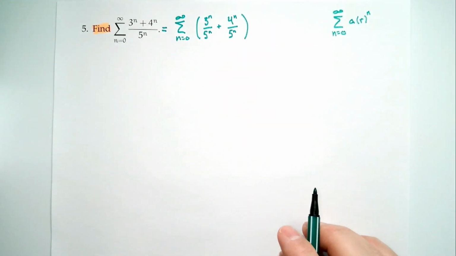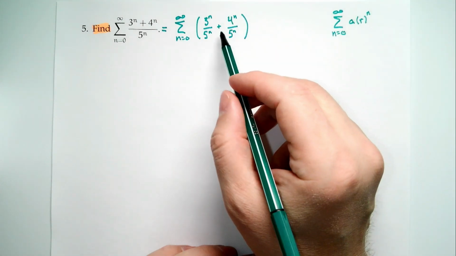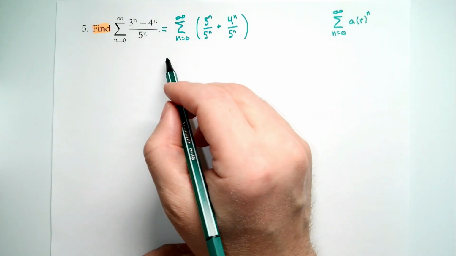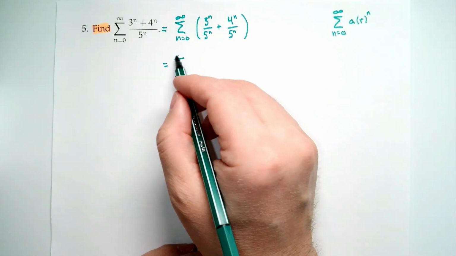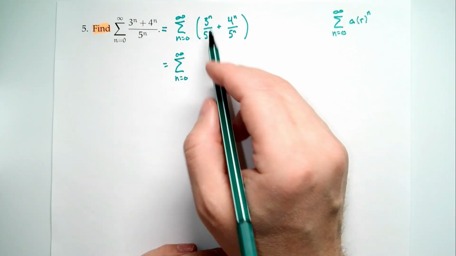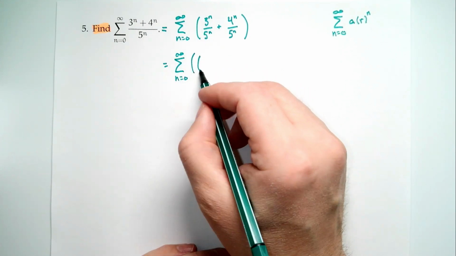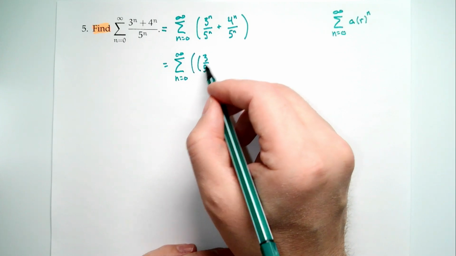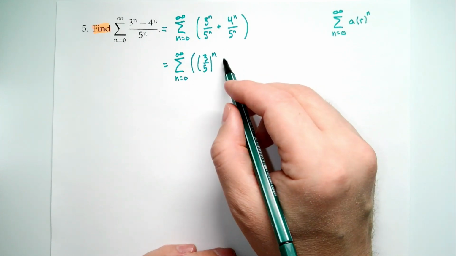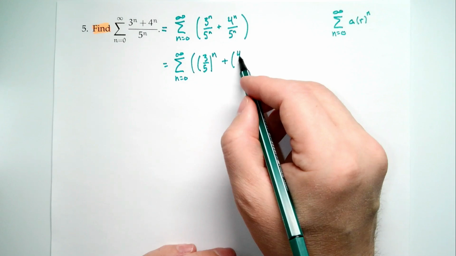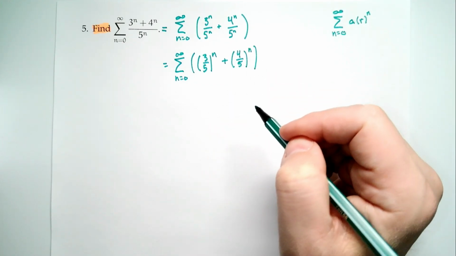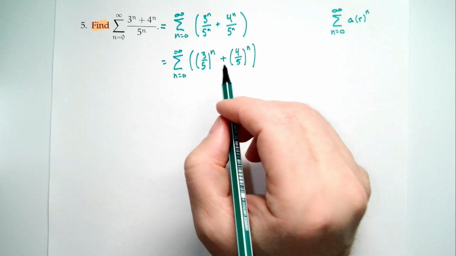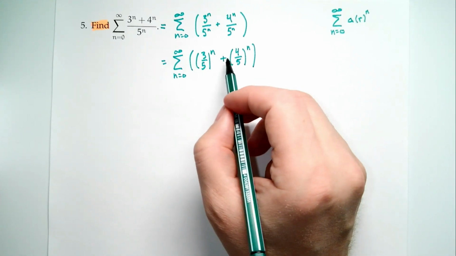We can certainly do that. Sum n equals 0 to infinity, 3 to the n over 5 to the n plus 4 to the n over 5 to the n. Well, that's the sum, n equals 0 to infinity. 3 to the n over 5 to the n, I can combine those as 3/5 to the n. And in a similar way, I can write this as 4/5 to the n. So that's really good. The only thing is, I don't want that plus there.